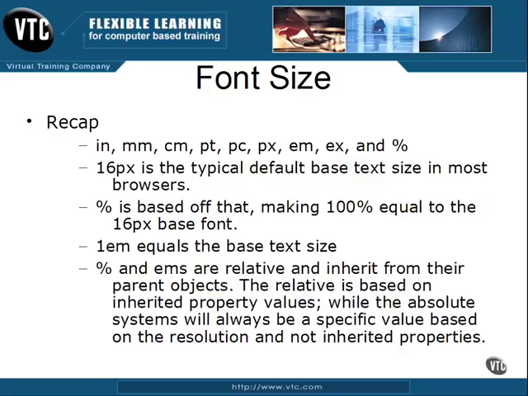It's also going to be a good idea if we bear in mind that both the percentage and the M's are relative and will inherit from their parent objects. So if we set a parent object to 0.9M and then a child to 0.8M, the effect would be added together. So the parent would end up being 14.4 pixels, and the child would end up being 11.52 pixels, rather than perhaps the effect that we were expecting of making the text 12.8 points.